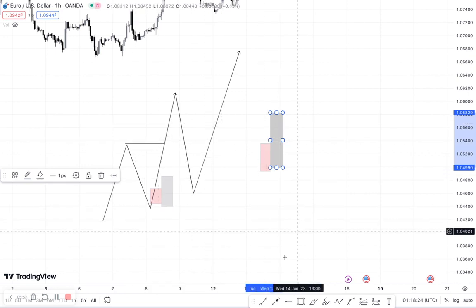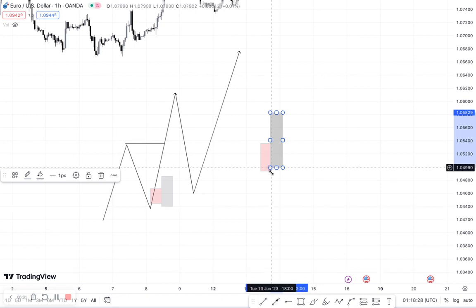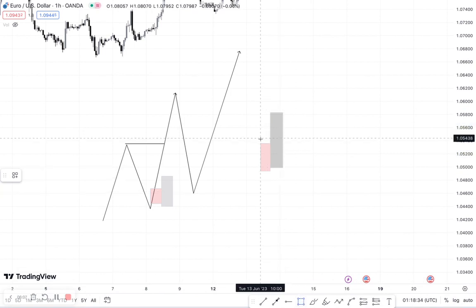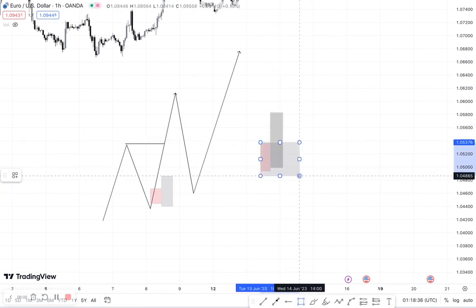All you need to do is set your limit order. You identify it: this is your last sell candle before the buy candle. You can use the box tool from TradingView and draw it like this into the future.